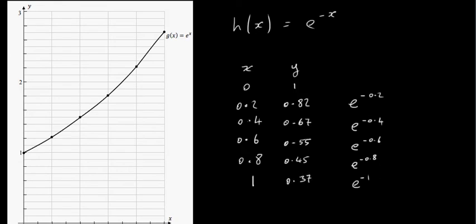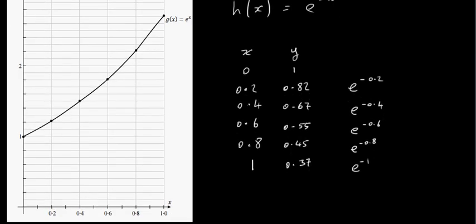So if you plot those points, let's have a go at doing that. I'll do it in this color here. Okay. So we've got 0.2 has a y value of 0.82. So that's going to be 0.2 here, and then we've got to go up to 0.82. So it's 1, 2, 3, 4, 5, 6, 7, 8. So it's going to be roughly here somewhere.